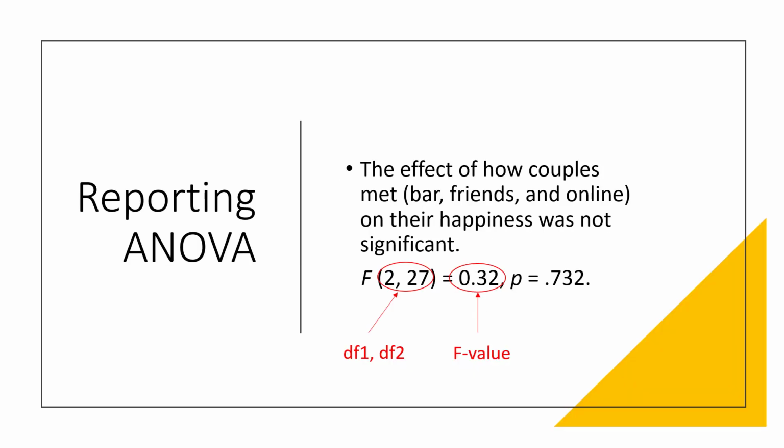And this is how you report the results of ANOVA. The effect of how couples met, bar, friends, and online, on their happiness was not statistically significant. Make sure to include degrees of freedom, an F-value, and p-value.